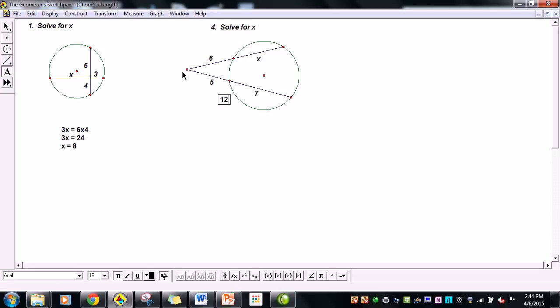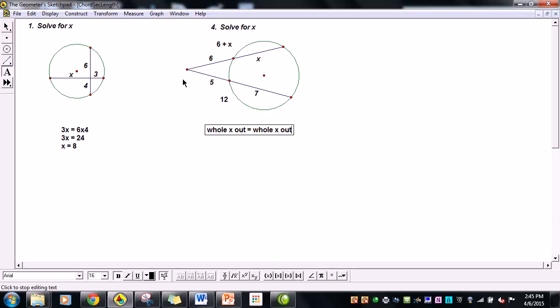And then for this secant, the whole piece is going to be 6 plus x. So the whole is going to be 6 plus x. Right? It's the outside piece, which is 6, plus the inside piece, which is x. And the outside piece is going to be 6, right? So I'm going to use the secant rule, which says whole times out equals whole times out, essentially. Whole times out equals whole of the other one times out.